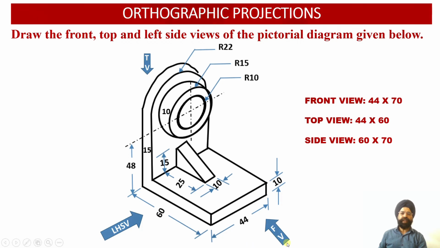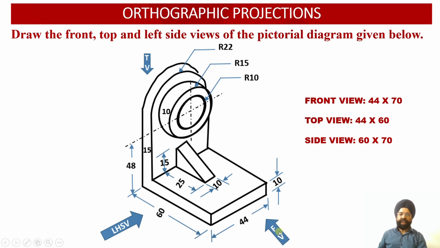Now here we have the 3D projection of an object, where the three views, that is the front view, the top view and the left hand side view of the solid, have been combined in a 3D isometric projection. Using this 3D isometric projection, we are required to draw the front view, the top view and the left hand side view of this particular solid. So in order to draw the orthographic projections, we need to evaluate the sizes of the front view face, top view face and the side view face.